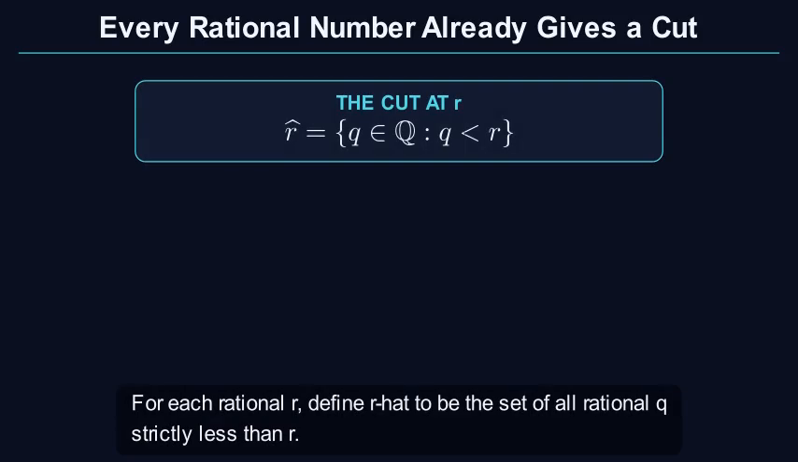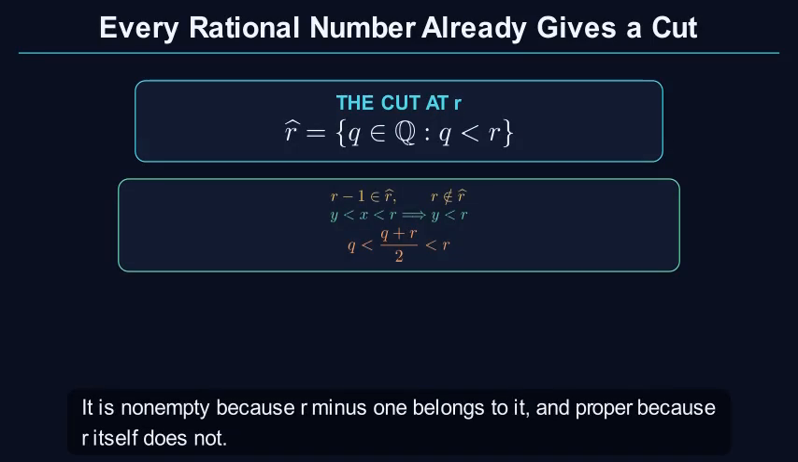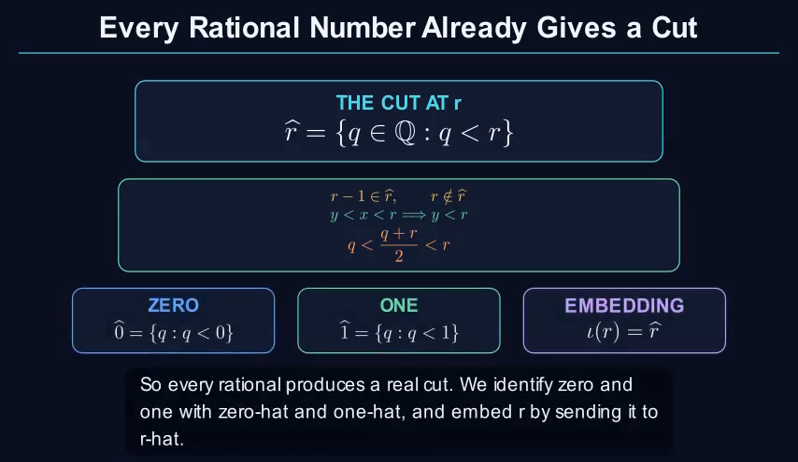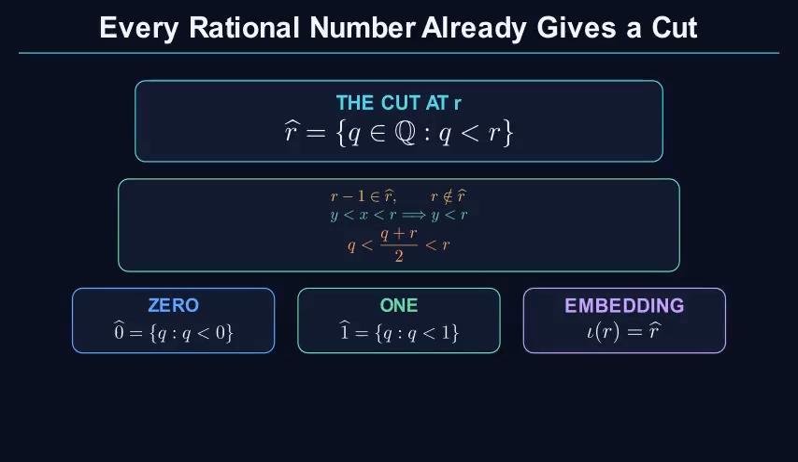For each rational R, define R hat to be the set of all rational Q strictly less than R. It is non-empty because R-1 belongs to it, and proper because R itself does not. It is downward closed, and if Q is below R, the midpoint of Q and R lies strictly between them. Thus there is no greatest element. So every rational produces a real cut. We identify 0 and 1 with 0 hat and 1 hat, and embed R by sending it to R hat.